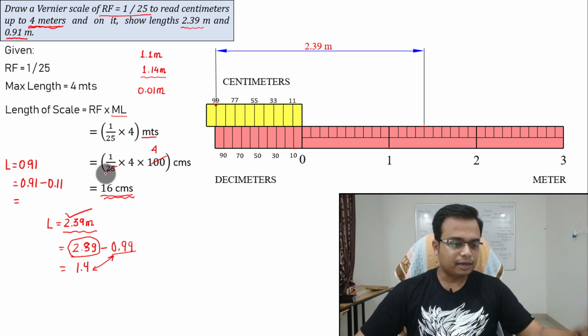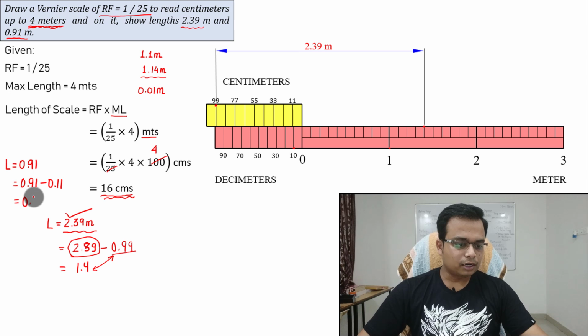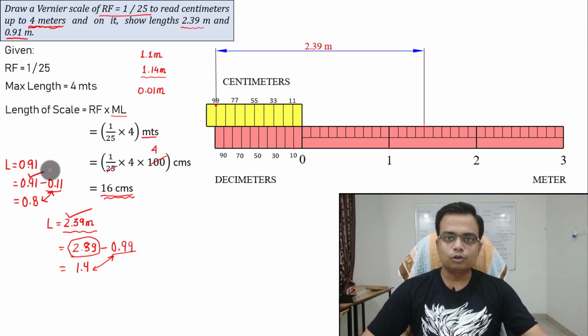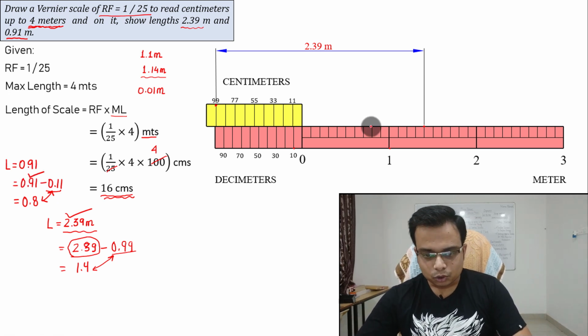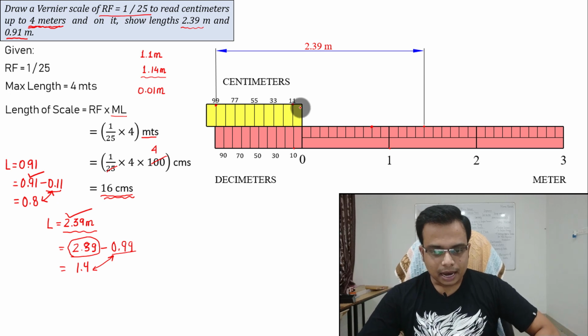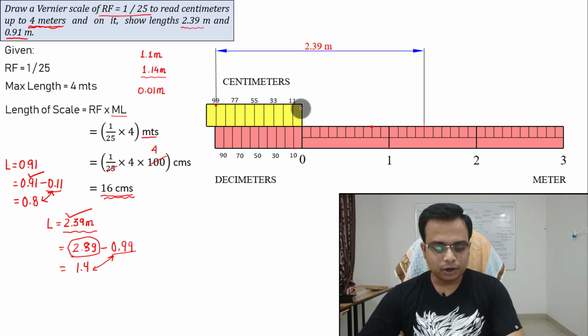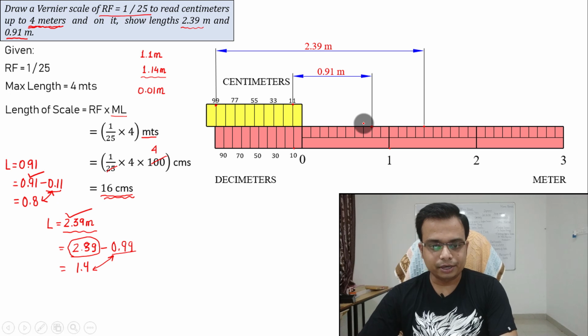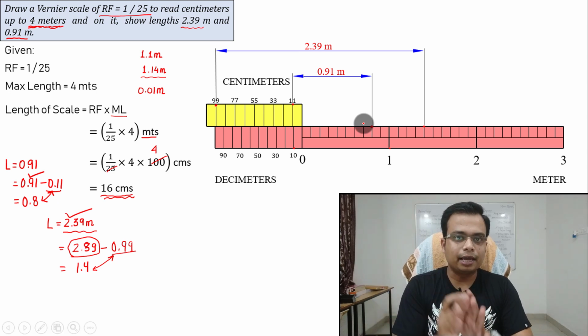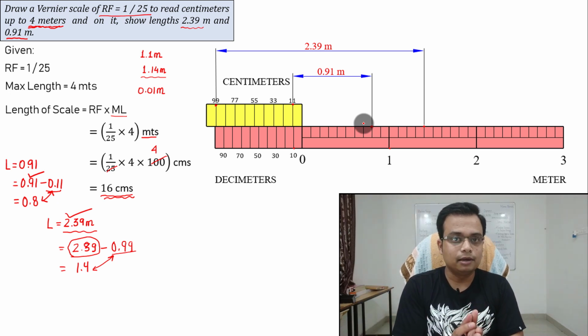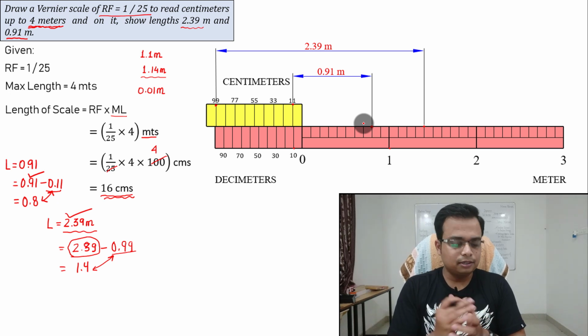So 0.91 minus 0.11 is going to work out as 0.8. And when you add this 0.11 to 0.8, you will get this value, 0.91. It's as simple. So that's 0.8, and towards the left of 0 you have 0.11. So the distance between these 2 points is 0.91. I hope this is clear. Let us take up one more example and try to bring more clarity into vernier scales.